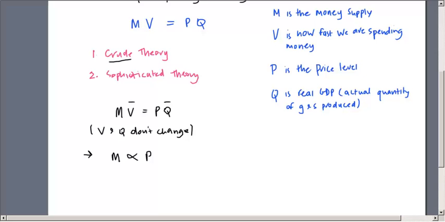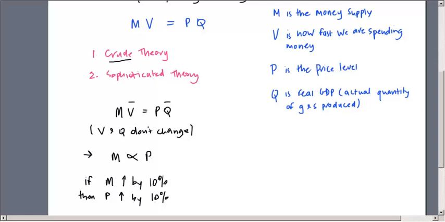It just means this. If M increased by 10%, then the price level would increase by 10%. It's the crude theory.